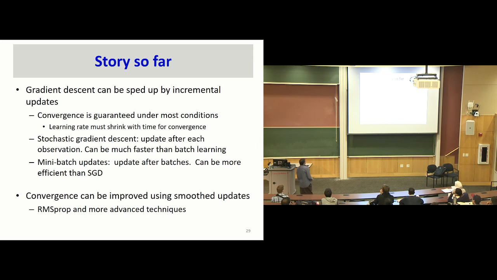So here's the story so far. Gradient descent can be sped up by incremental updates. Convergence is guaranteed under most conditions, but the learning rate must shrink. Convergence can be so also with mini batch, right? This can be more efficient than SGD. Convergence can be improved using smoothed updates like RMSprop and other advanced techniques, right?